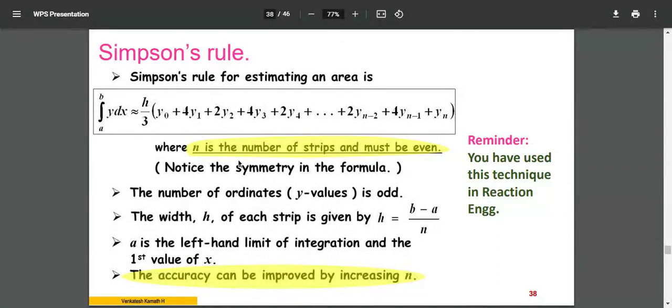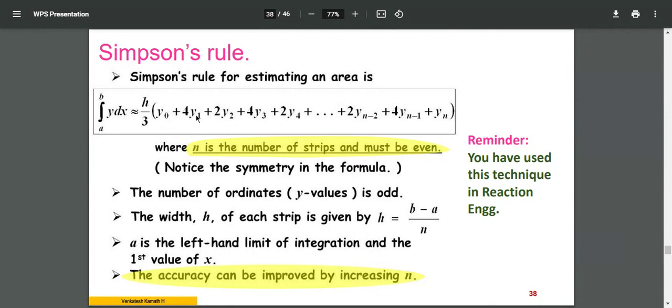That's the symmetry. The number of ordinate y values is odd, which means you will have an odd number of terms within the bracket. You will never have an even number of terms. Another thing you will observe is the repetition: 1, 4, 2, 4, and then 4, 2, 4 in sequence. If there were only 5 terms, it's an odd number, right? The number of y's is odd, so I can imagine 5 values. That's the minimum actually.